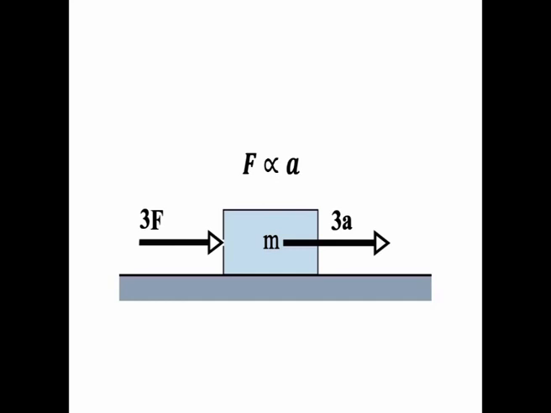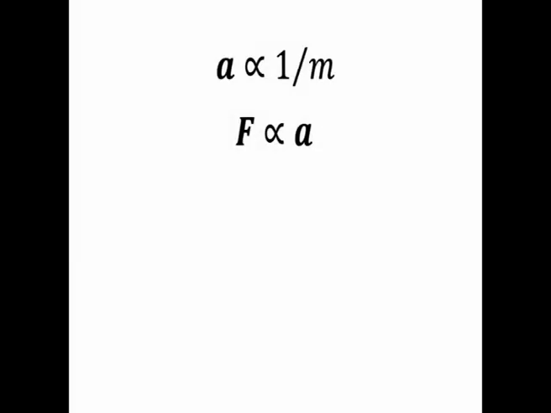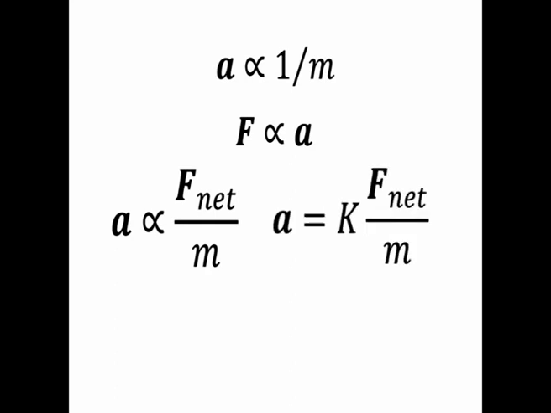We also know from the preceding lecture that the magnitude of the acceleration of an object is inversely proportional to its mass, that is, a is proportional to 1 upon m. From these proportionality statements, we find that a is directly proportional to F net upon m, or a is equal to k F net upon m. Here k is the proportionality constant.